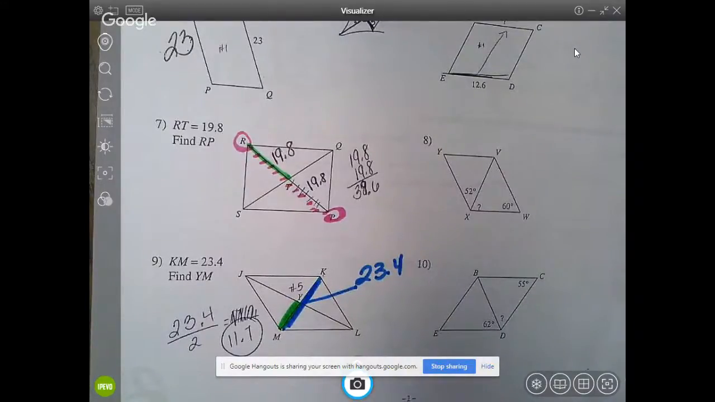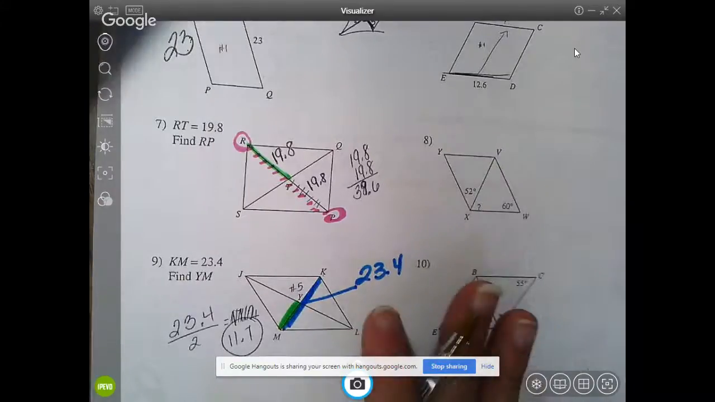Okay, so the main thing to remember here, and you will have a question on your test, is that when you do the bisecting, if it's small to big, you're going to multiply by 2. If it's big to small, you're going to divide by 2. You could also think of the formula like 2x equals the longer one, but I just think small to big, it gets bigger, so you multiply. Big to small, it gets smaller, so you divide. Okay? All right, let's look at number 8.